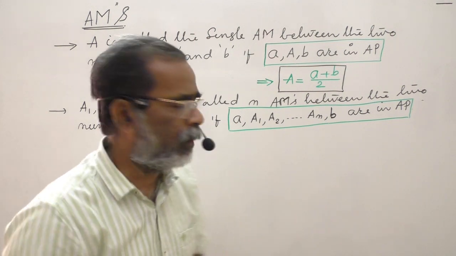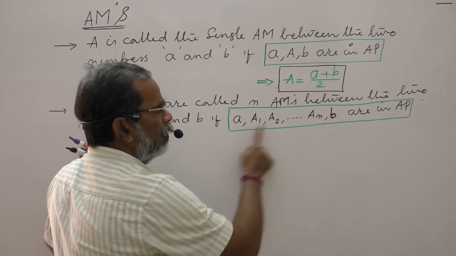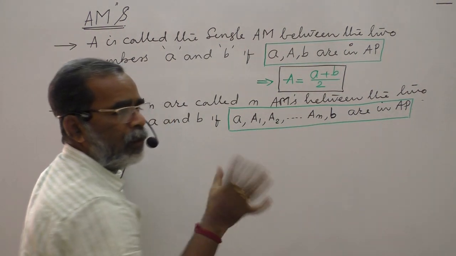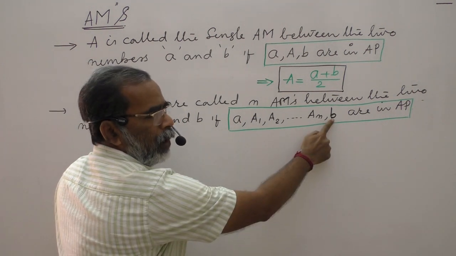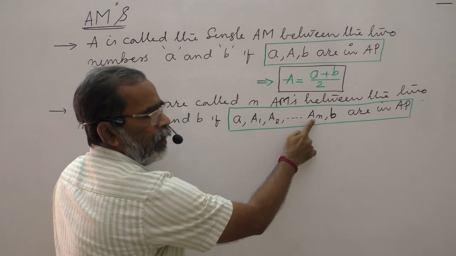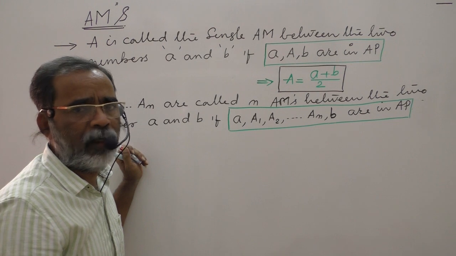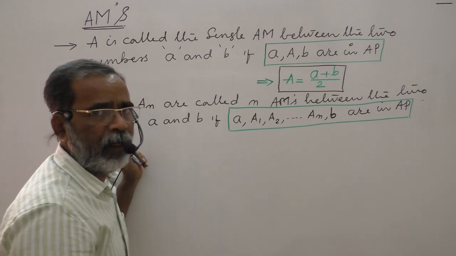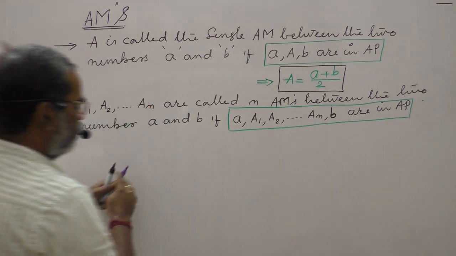Now we will see. If you see this AP series, it contains how many terms? See, a and b are two numbers. How many numbers are inserted between a and b? n numbers. Total, how many terms will be there in the AP? n plus 2. That means what is b?